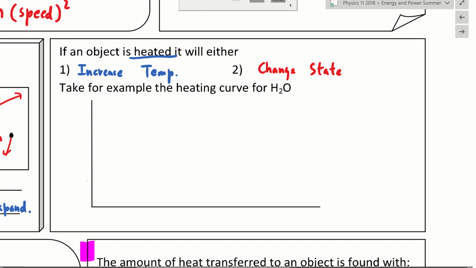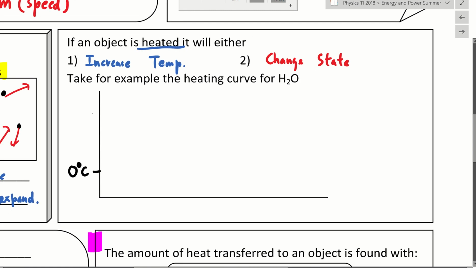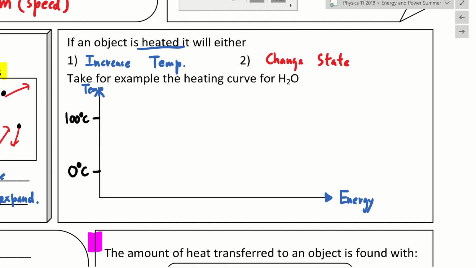So for example, for water, we know that water freezes at 0 degrees Celsius into solid ice, and then it boils at 100 degrees Celsius. So let's plot a graph with the vertical axis as your temperature, which is measured in degrees Celsius, and the horizontal axis as the amount of energy that you add, right? So you add energy to it. If you're turning on your hot plate, that means time, because the more time you wait, the more energy is transferred from your hot plate into your object.